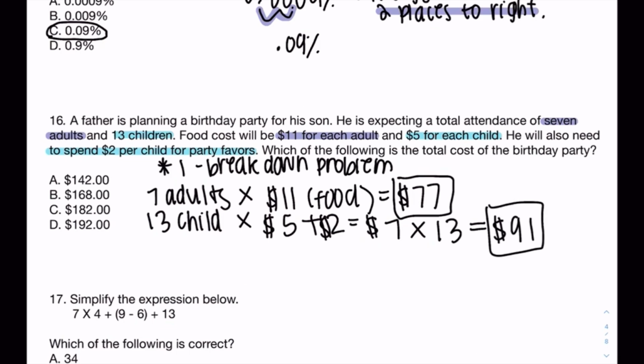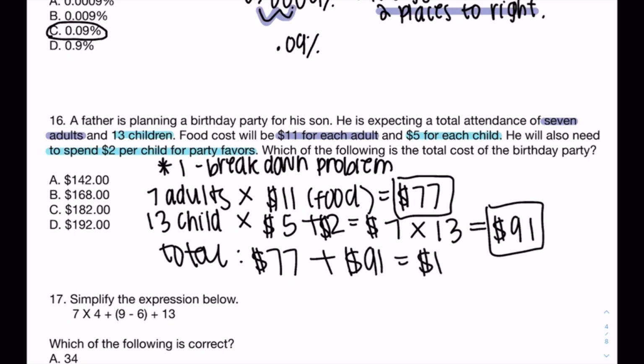So, of course, we're going to add the total cost, which is $77 for the adults plus $91 for the children. It's going to be a total of $168. And I think they could confuse you easily by putting that 2 and 5 separately, because that's going to make 7.